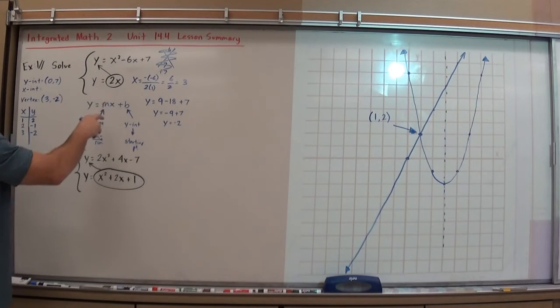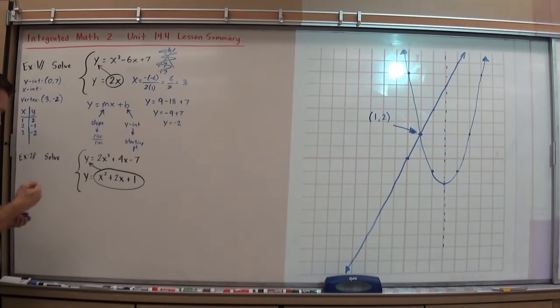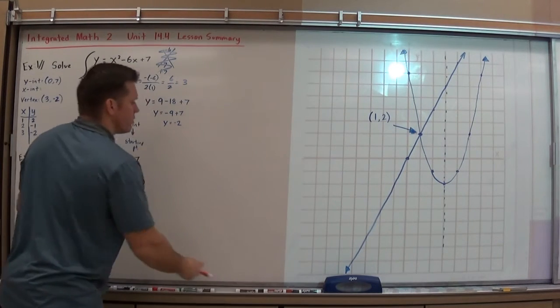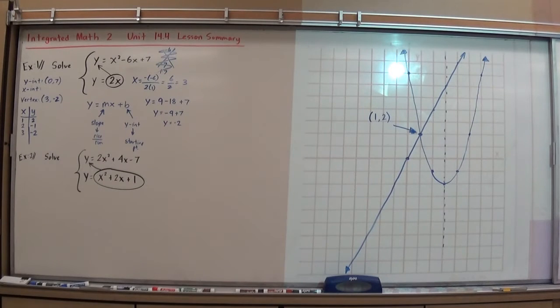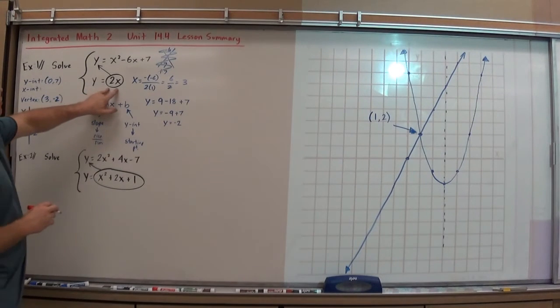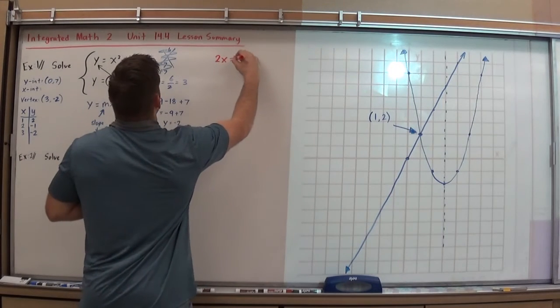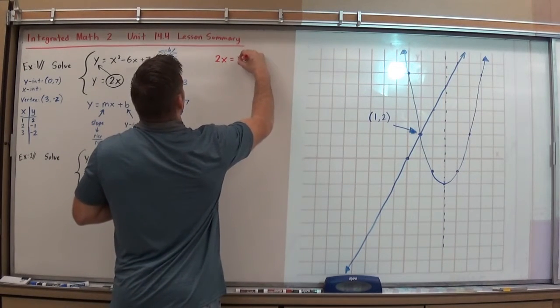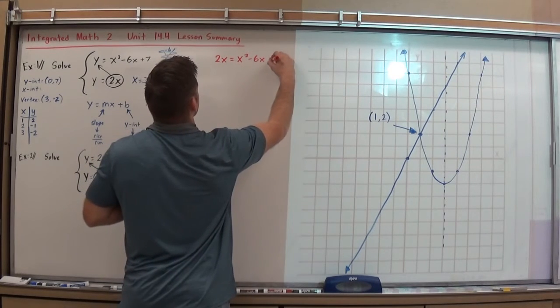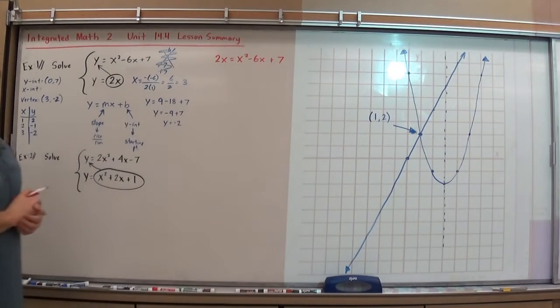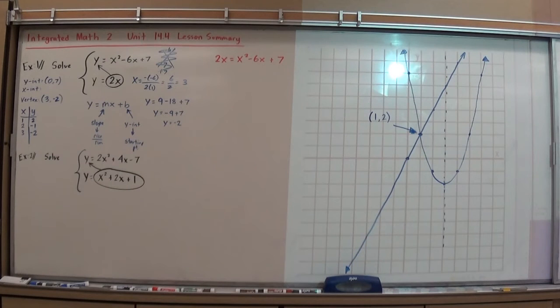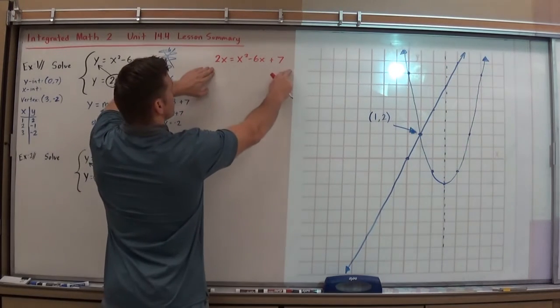How am I going to solve it algebraically? Using substitution. I'm going to do this work in a different color so you don't get it mixed up with my graphing work. So I'm going to take the 2x from one equation, plug it into the other, and rewrite it. So now my equation is 2x equals x squared minus 6x plus 7. The way substitution works is all it does is allow you to combine the equations to make one solvable equation. All you have to do is solve this now.